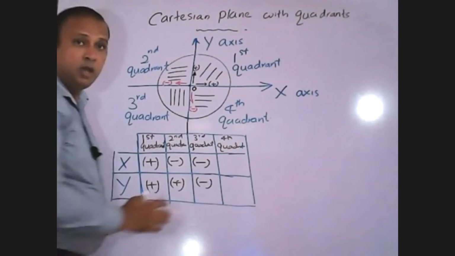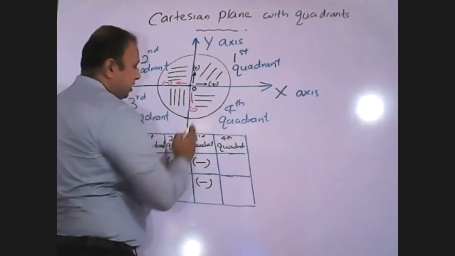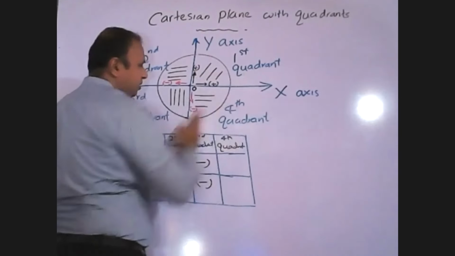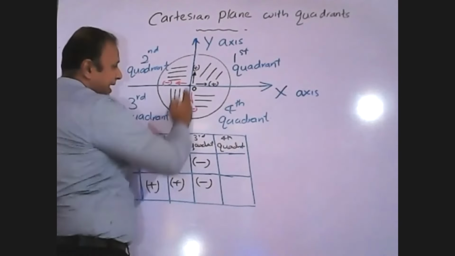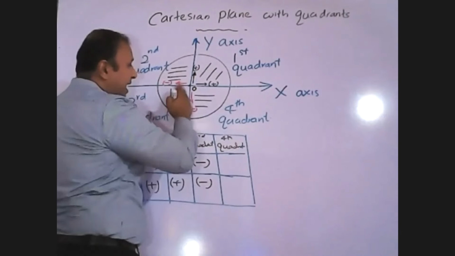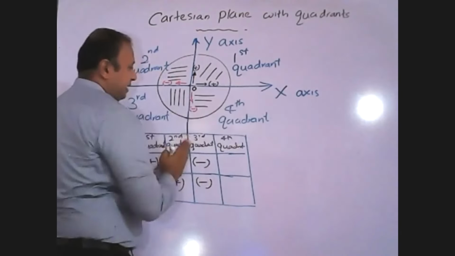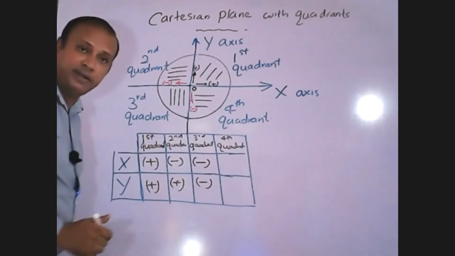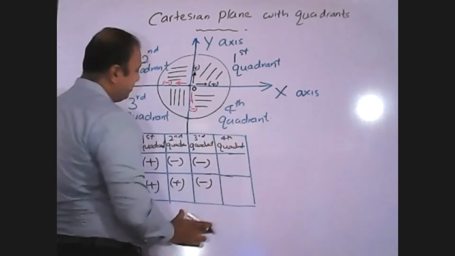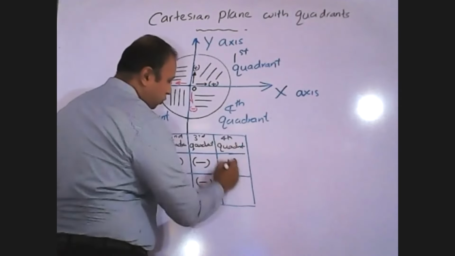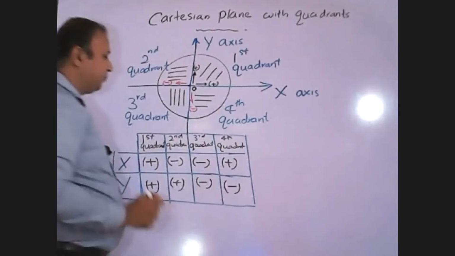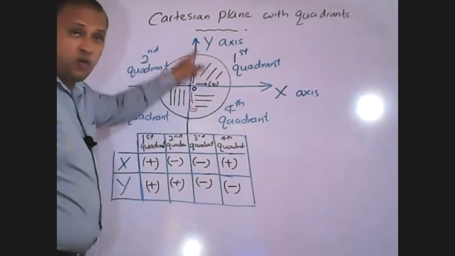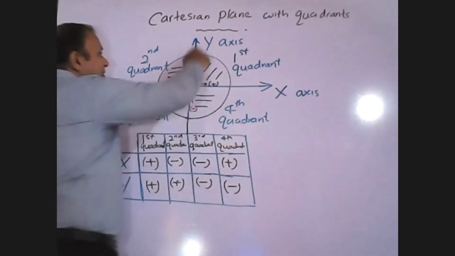Look at the fourth one. It is formed by these boundaries: negative y-axis and positive x-axis. Those are the boundaries of the fourth quadrant. Therefore, in the fourth quadrant, the x value is positive, but the y value is negative. Look at this again. The first quadrant is formed by these boundaries.